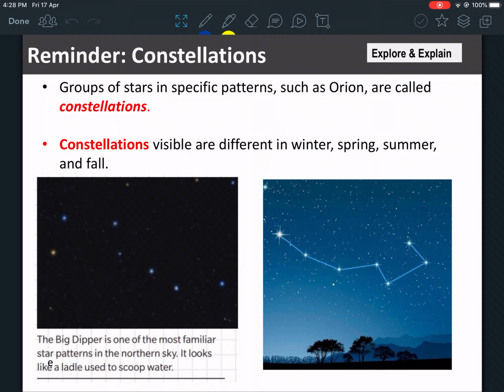So basically what we're going to be learning today is mainly reminders from last lesson, but this is a big part of this lesson. It's an entire exploration on constellations, so that's why we're going to go over it again, and you're going to do different activities on that, and it's a bit more detailed.